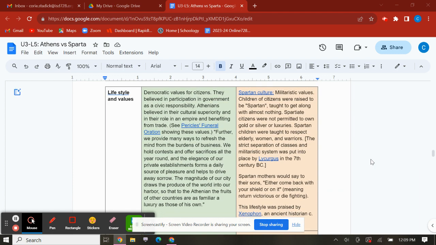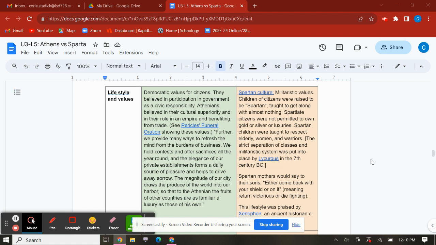Lifestyle and values. Athens, democratic values for citizens. They believed in participation in government as a civic responsibility. Athenians believed in their cultural superiority and in their role in an empire and benefiting from trade. Further, we provide many ways to refresh the mind from the burdens of business. We hold contests and offer sacrifices all the year round.